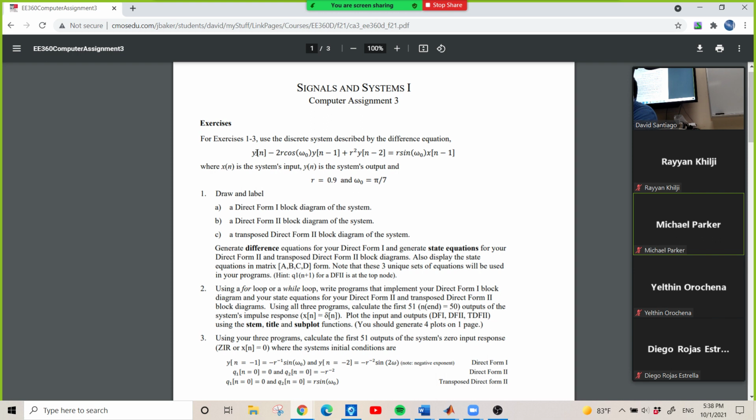Okay, yeah, it's literally the copy paste of, well, not copy paste, it's more like, okay, here you go, here's your system. For exercise 1 to 3, use the discrete system described by the difference equation, y of n. Let me just do this right here. y of n, don't worry, I'm just copying, minus 2r cosine omega naught y of n minus 1 plus r squared y of n minus 2 is equal to r sine omega naught x of n minus 1. All right, now let me just pull this puppy here.